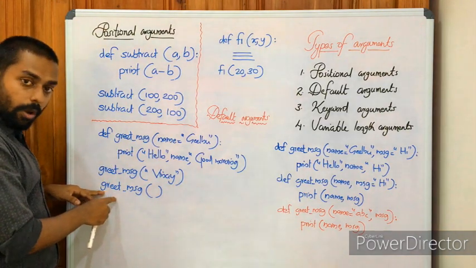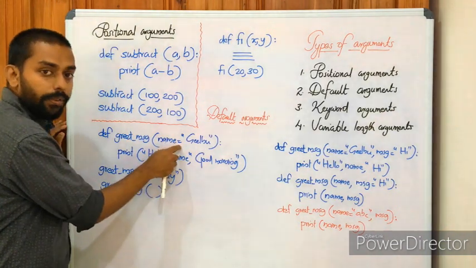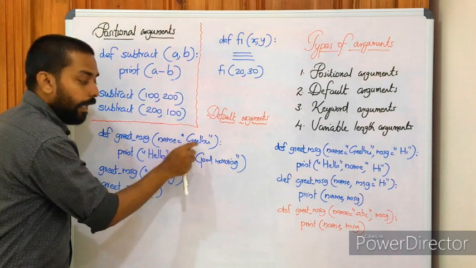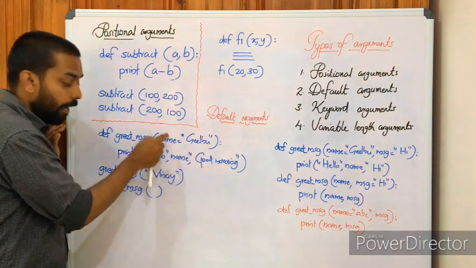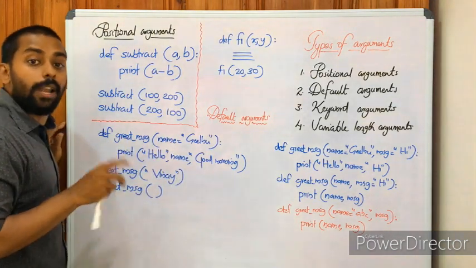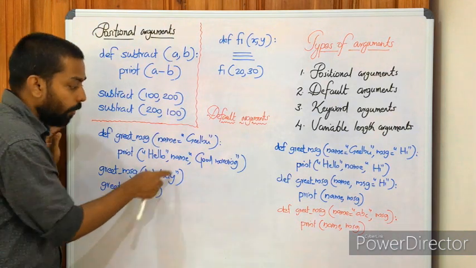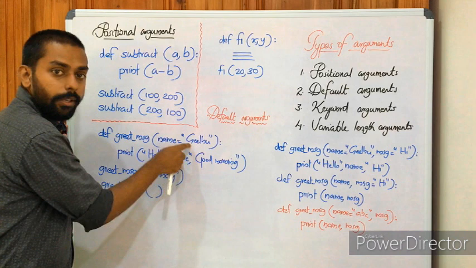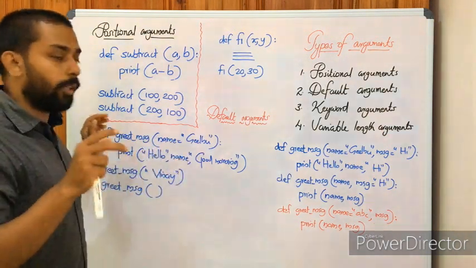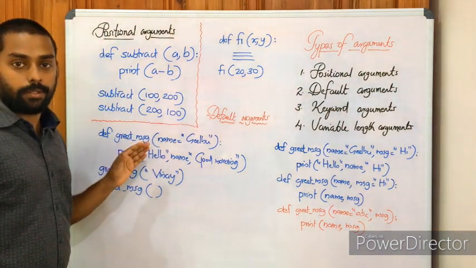Then the second function call, greet message. We don't have any value, so it goes to the definition part, name equal to Geetu, which takes Geetu as the default name for name. The result will be hello Geetu, good morning. Why is it hello Geetu, good morning? Because we are not passing any value at the time of calling the function, so it takes the default value, that is Geetu. Hello Geetu, good morning will be printed. So this is the working of default arguments.